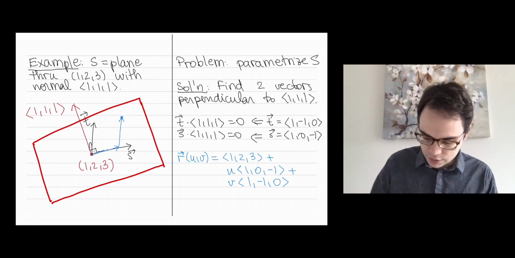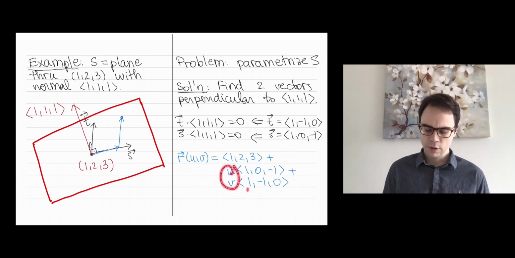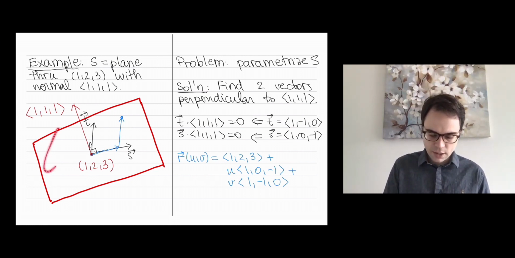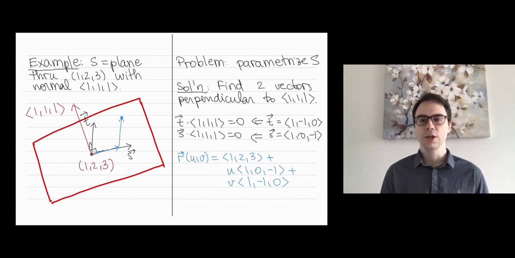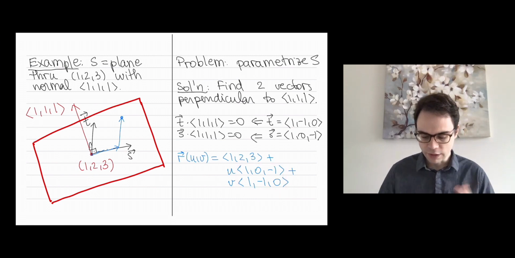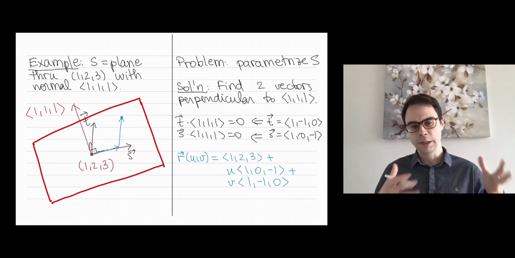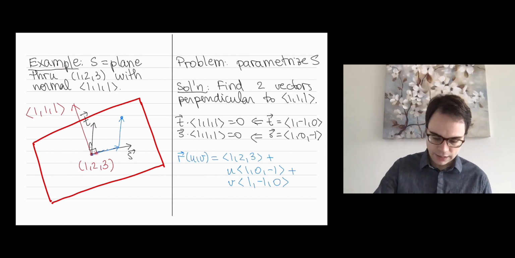Right, so I'm going to write this out as a single vector valued function of u and v, but let's see if this makes sense. I'm saying that you can get any point on this plane by starting at a given point on the plane, here (1, 2, 3), and then moving different amounts along these two independent directions that are perpendicular to the normal. And if I do that, I can reach any point.